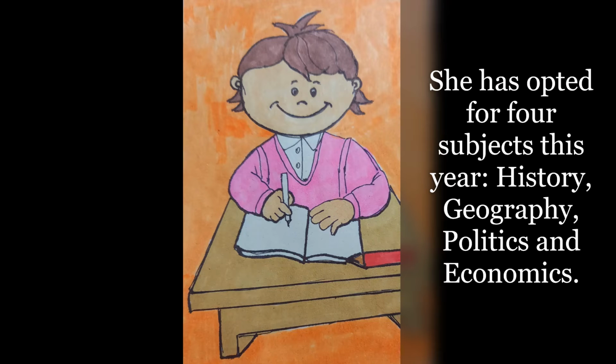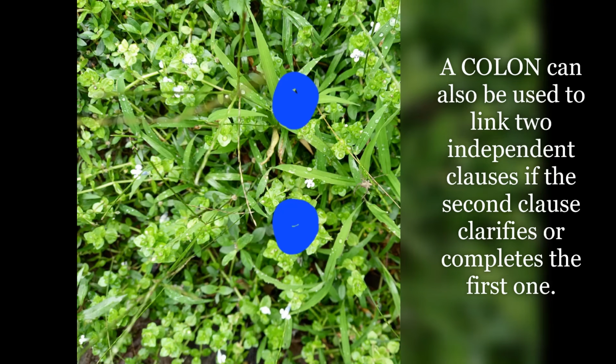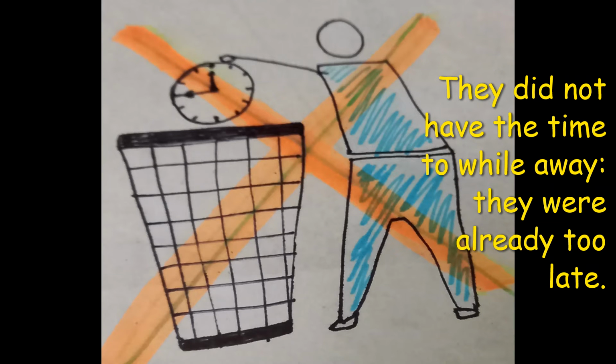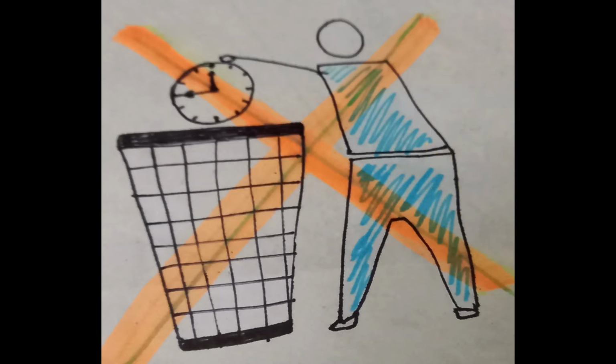She has opted for four subjects this year: history, geography, politics, and economics. A colon can also be used to link two independent clauses if the second clause clarifies or completes the first one. They did not have the time to while away: they were already too late.